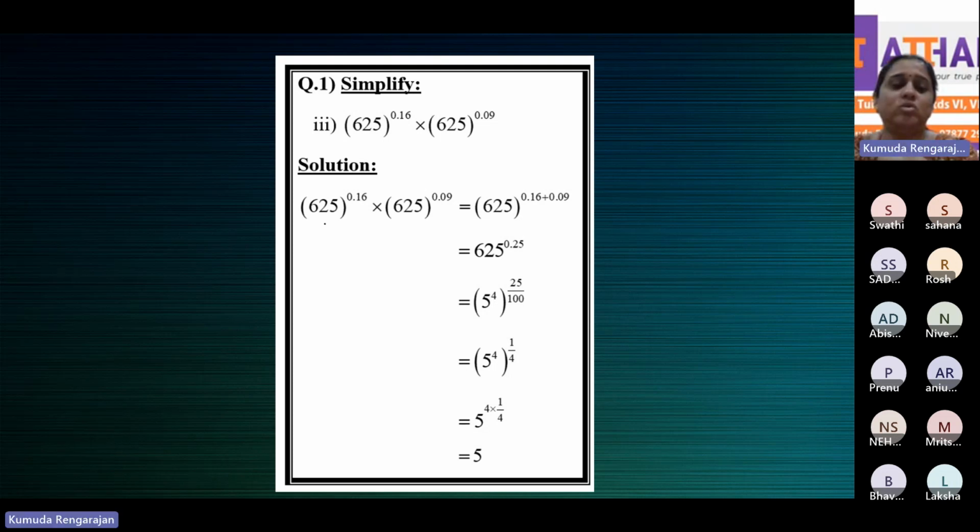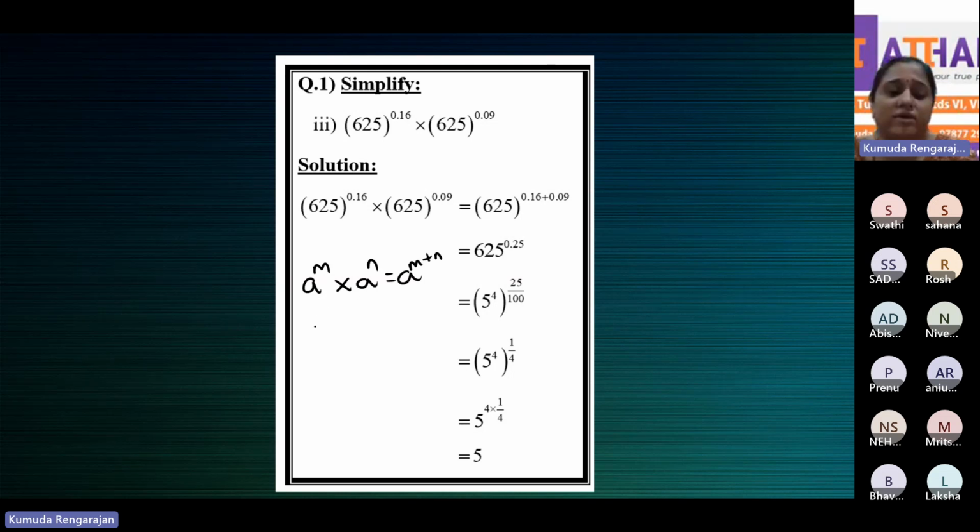So Sabarna, tell me the 2 laws of exponents which we just recalled from 8th standard. a to the power m into a to the power n can be written as a to the power m plus n.